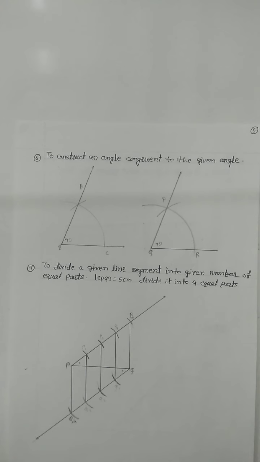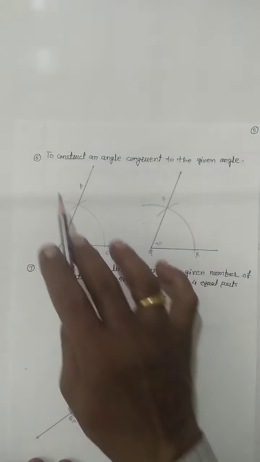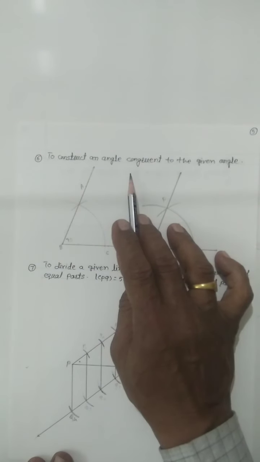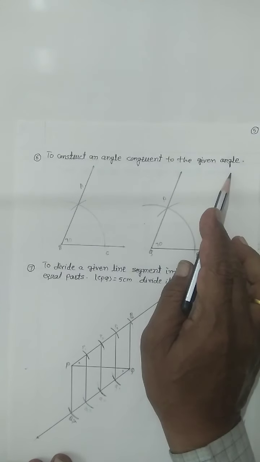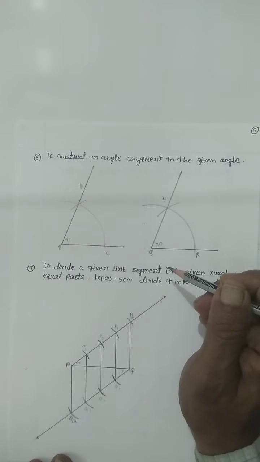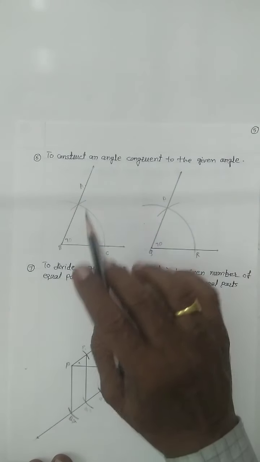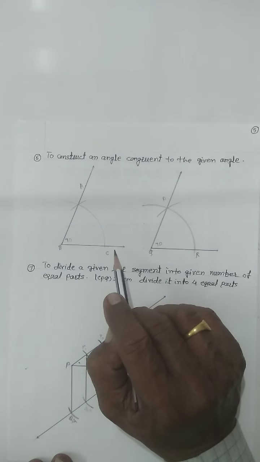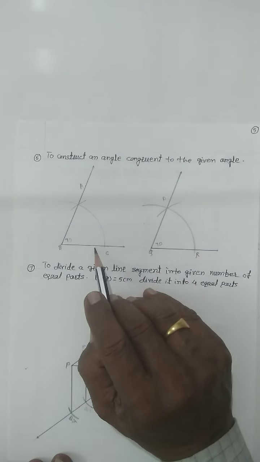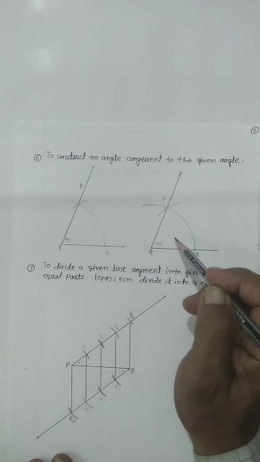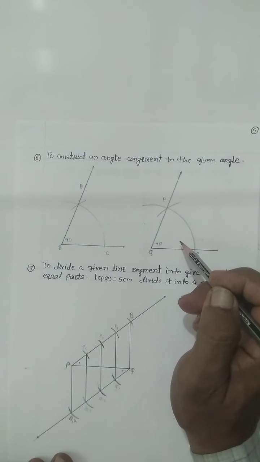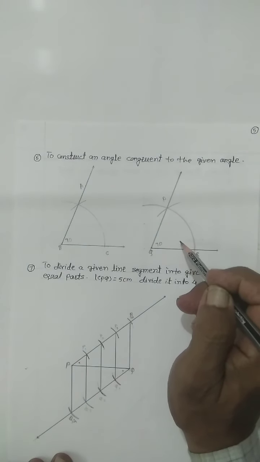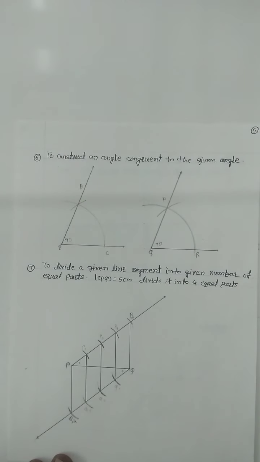Today we are going to study some basic construction. See construction number 6: to construct an angle congruent to the given angle without using a protractor. In this construction, one angle is given. We want to construct the same angle without using the protractor. We use the compass and scale only.